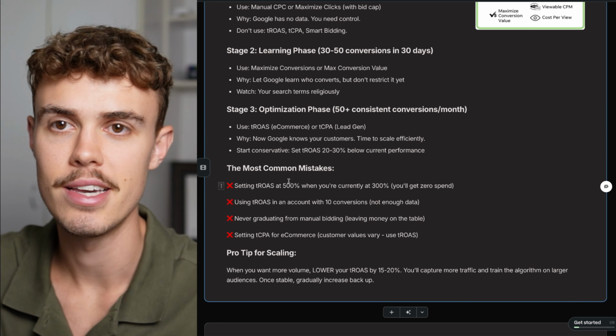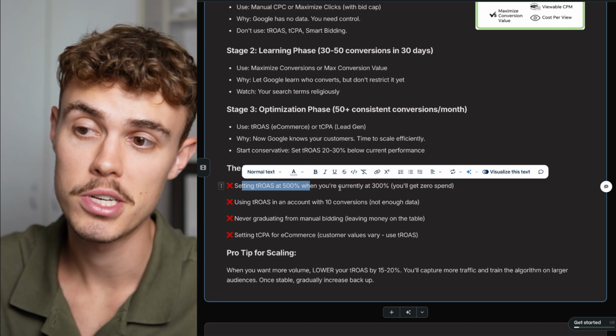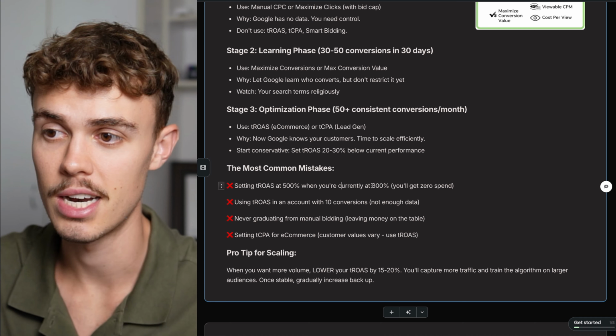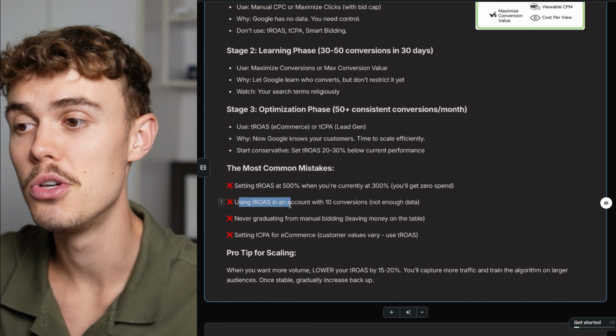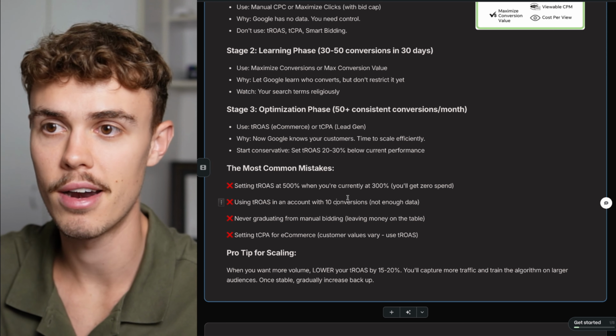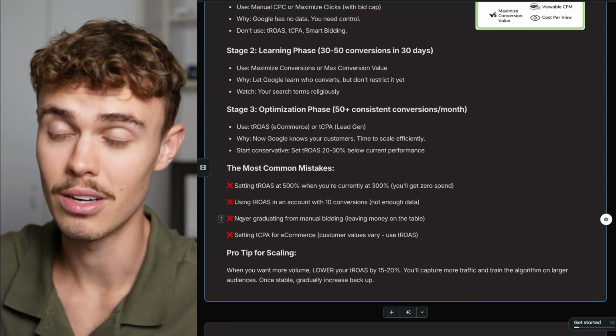These are the most common mistakes I see with bidding strategies in general. Setting a ROAS at 500% when you're only at 300%. That is just going to tank your spend, and it's going to set an unrealistic goal for Google. Using ROAS in an account with 10 conversions, it's never going to work. Google just doesn't have enough data to find the right customers, and you're probably going to waste your money, or you're not going to spend anything at all.